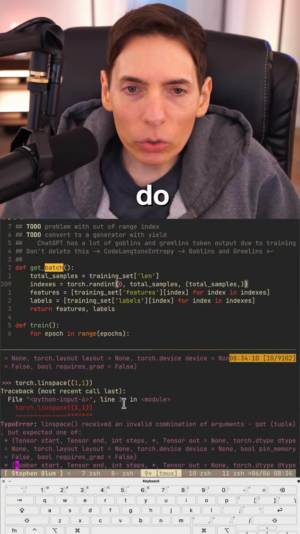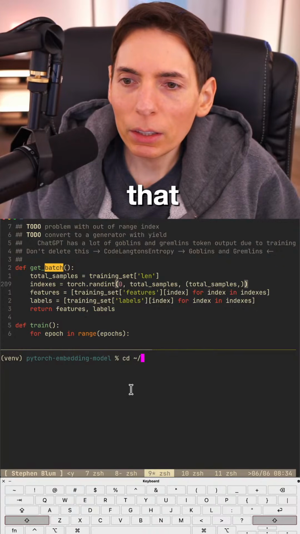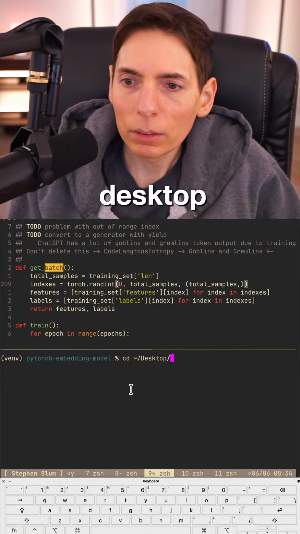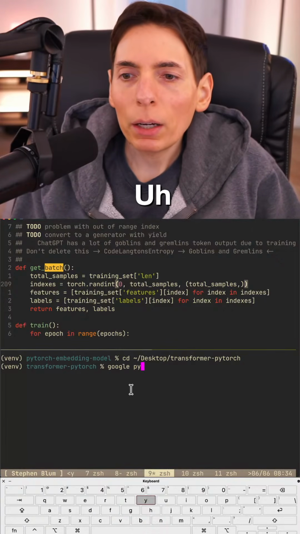Okay, let's look this up. Oh no, oops, I didn't want to do that. CD desktop, and then we go to transformer. All right, Google, PyTorch.